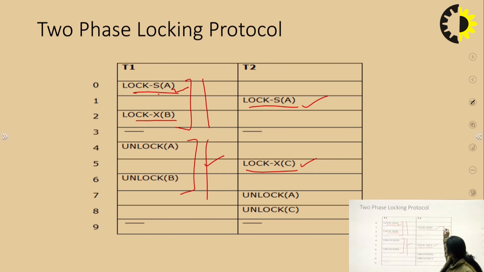So you can see here from 1 to 5, it will have a growing phase because it is acquiring the lock on different data items. Now after that, the transaction will unlock the data items. Then it is known as a shrinking phase. So now I think you will understand very easily the meaning of the shrinking and growing phases, which are very important, the two phases in the two-phase locking protocol.